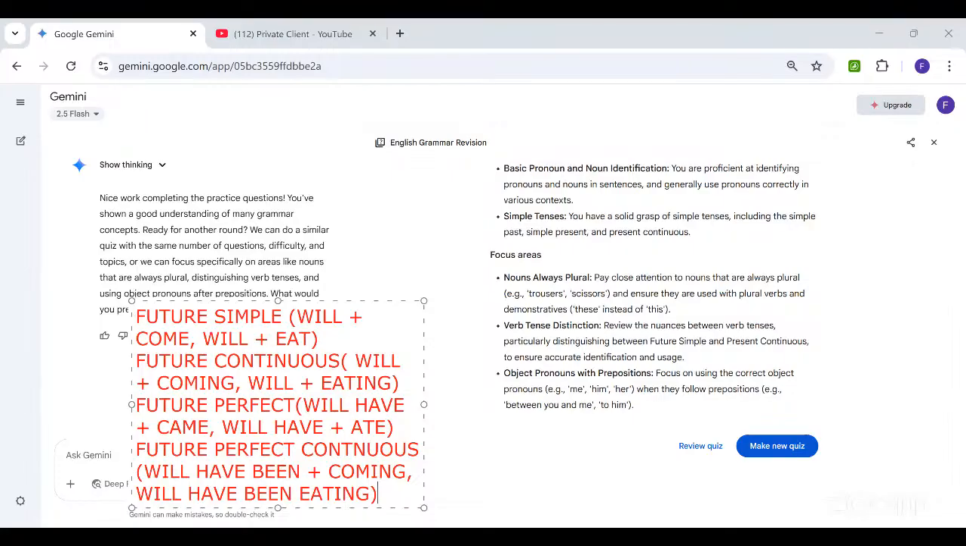So those are the types of future tense. You realize that one thing is common to all of them: will. Because they are all future. What signifies the differences is then the simple tense. So the simple tense changes from being simple to being continuous.